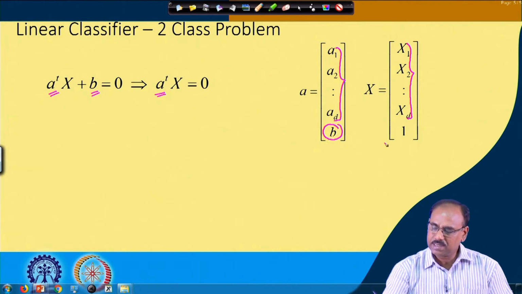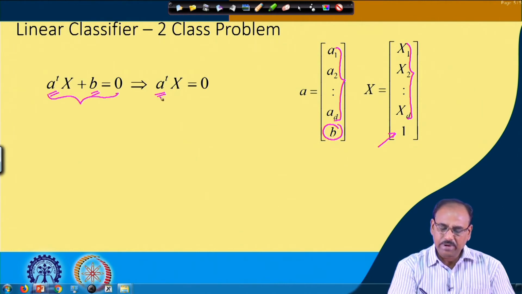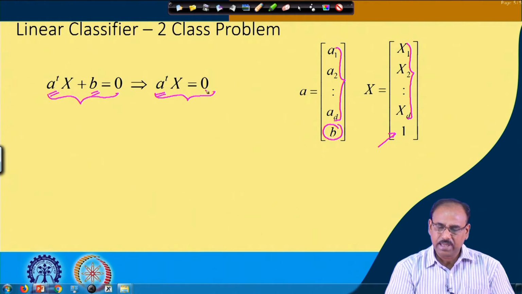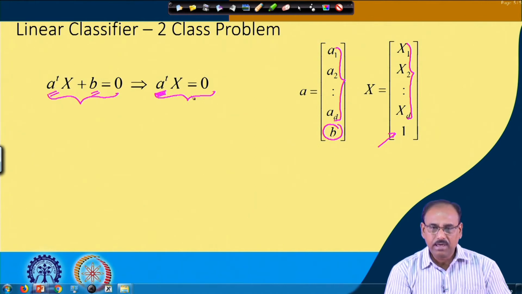Now, what I have to do is append an additional component to x, which becomes 1. With this modification, A transpose x plus b equal to 0 now gets modified to A transpose x equal to 0. So my bias term b is included in the solution vector A. The implication of this equation is that the separating plane always passes through the origin in my d plus 1 dimensional space.